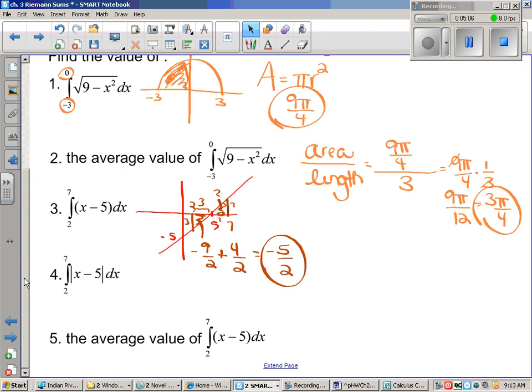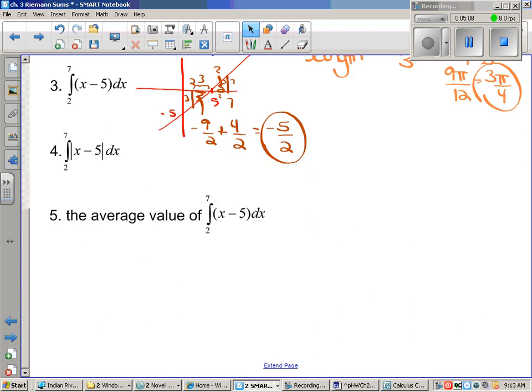Ooh, now to change things up a little bit, you see an absolute value sign. What does that mean to do? That means that my graph just bounced. And so instead of it being negative 9 halves there, it's going to be 9 halves plus 4 halves. That would give me 13 halves. Any questions about that? If so, please feel free to write that down in your notes. If this is an area that we need to go back over, so that tomorrow when we get into class I can address that. But that would be the area of the absolute value of x minus 5 from 2 to 7.